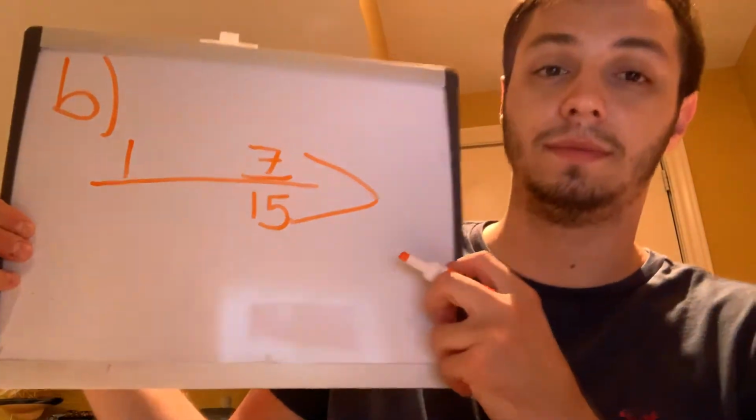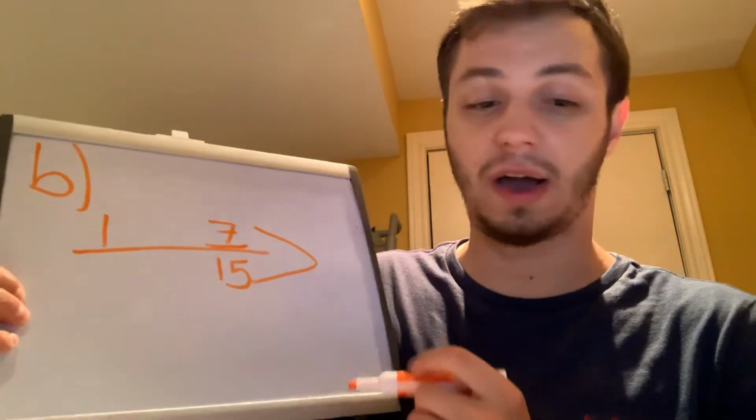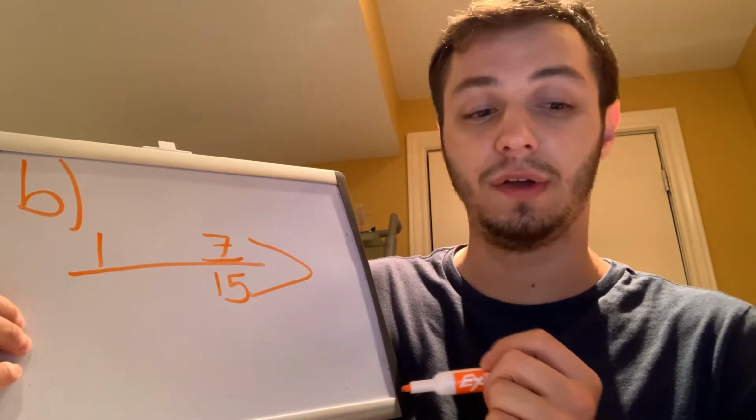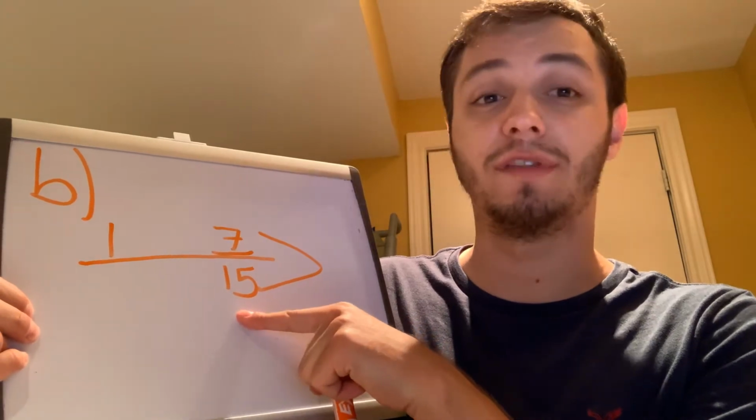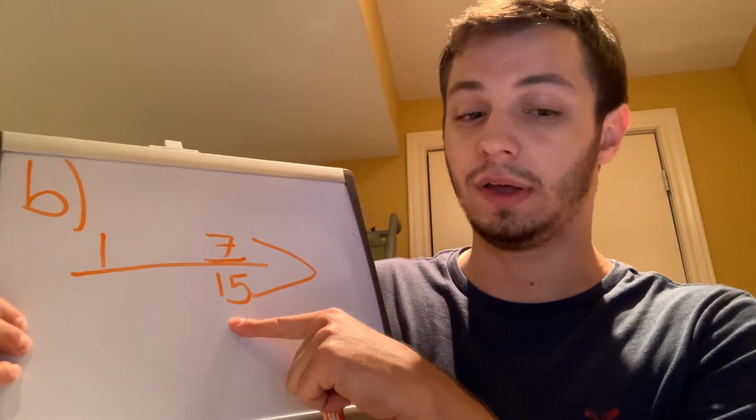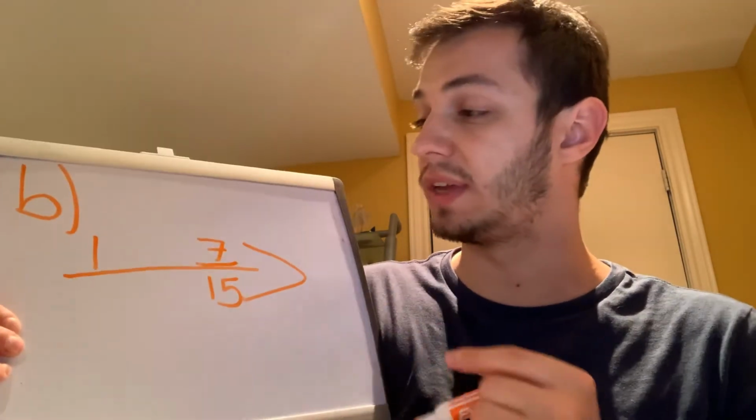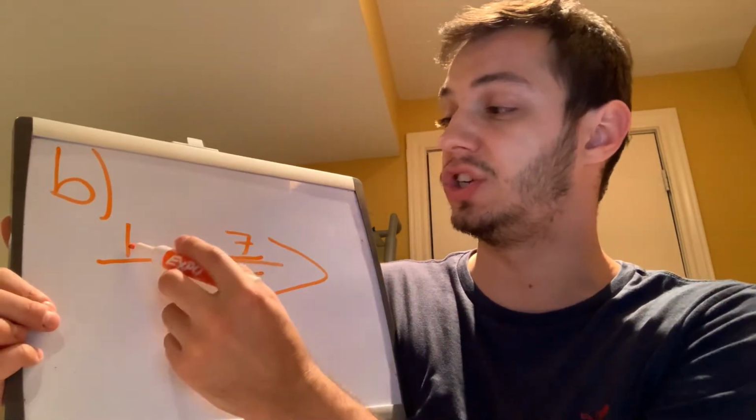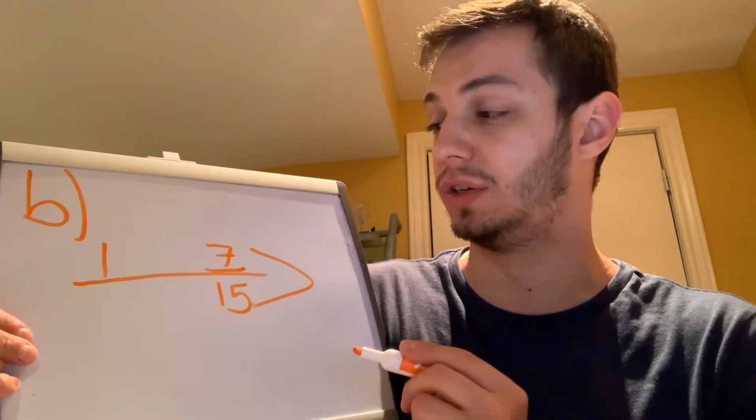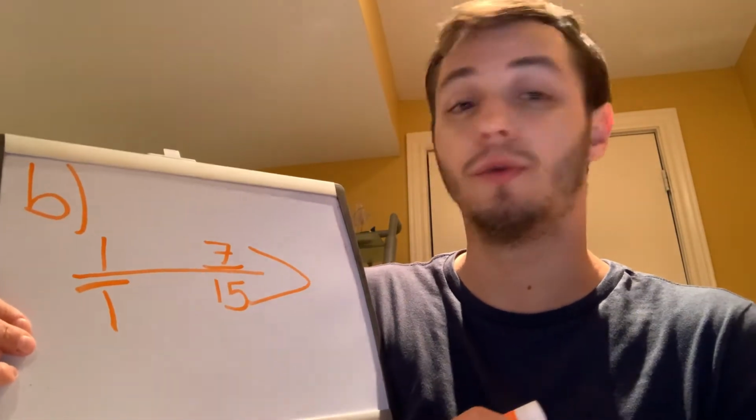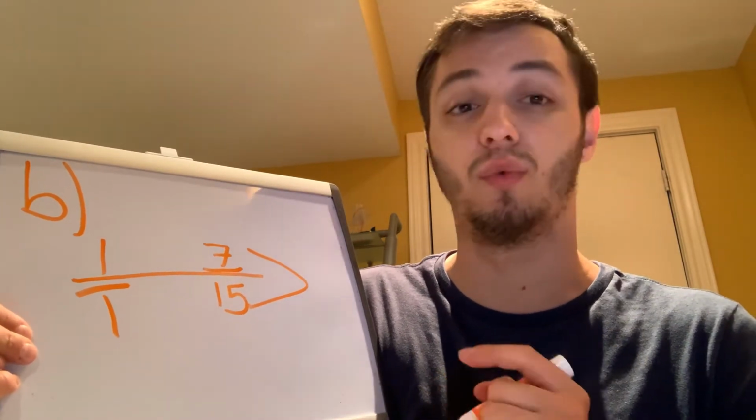Just like that. Right, so for part B, you have in your small number, you have the whole number 1. For your other small number, you have the fraction 7/15, and we're trying to find the big number. So once again, our first step is to change this whole number into a fraction. So my first step is going to be to put it over 1. Remember, each whole number is over 1.